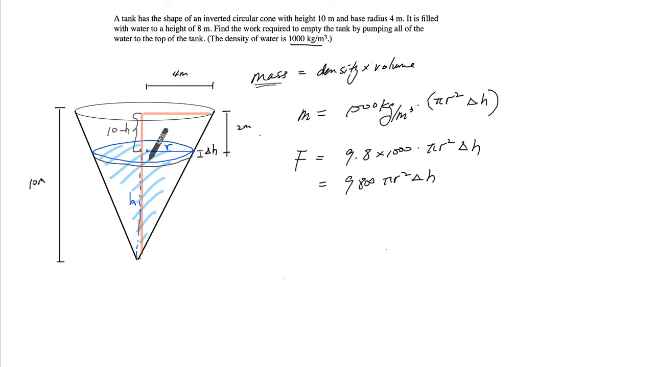And the work done by this single slice to lift it out of this tank is going to be 9800 pi r squared delta h times, if this is h, and since this is 10, we have to lift it by 10 minus h. And we have to do that for every single slice. To represent the sum of all those slices, that's going to be an integral, where h is 0 all the way up to 8.